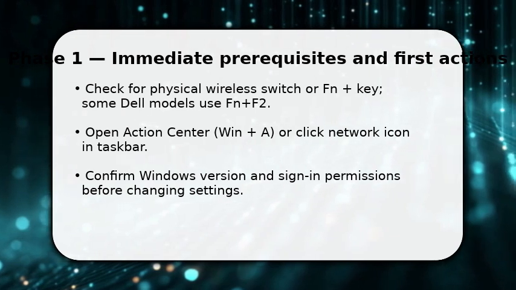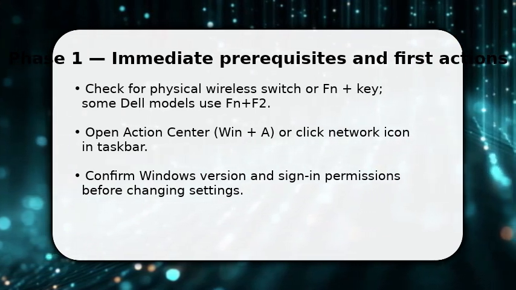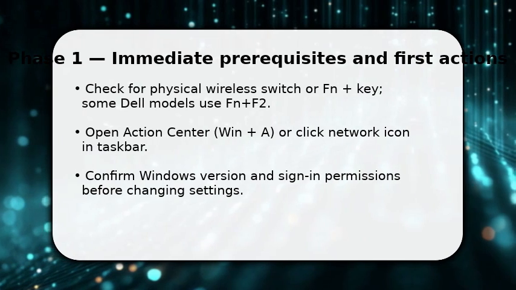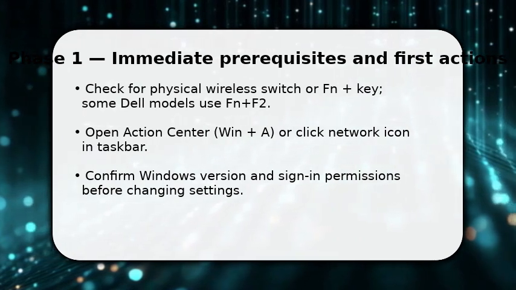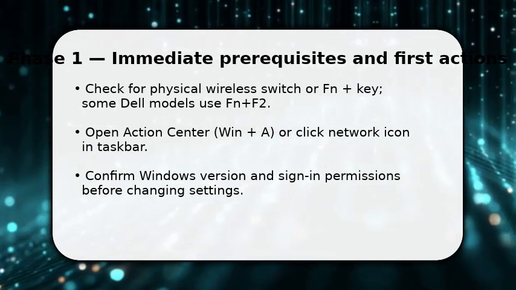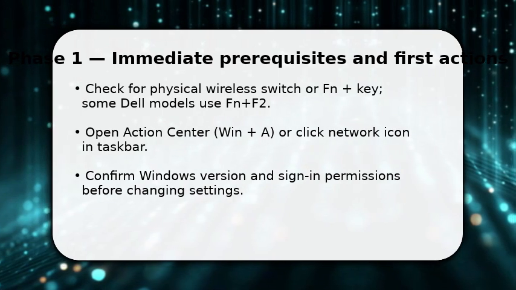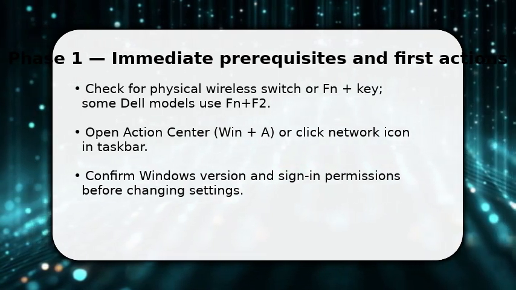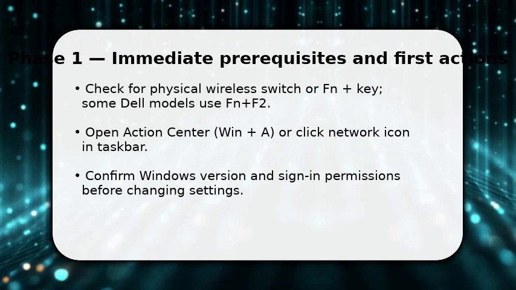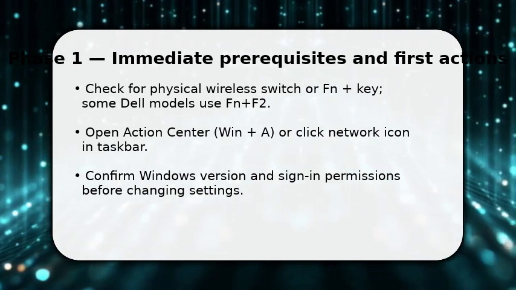Next, open the Action Center with Win plus A or click the network icon in the taskbar to access quick network toggles. Make sure you're signed into an admin account because enabling adapters may require permissions. Once done, you'll be ready to toggle airplane mode off and check the radio state.